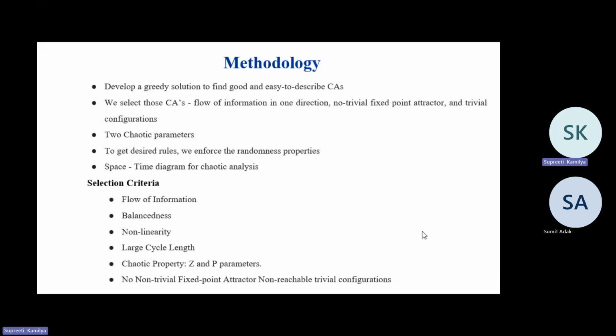For the selection criteria of these rules, we will focus on the flow of information, balancedness like an equal number of zeros and ones, non-linearity, and large cycle length, which is needed for a good PRNG. We are also using the chaotic property in this work.